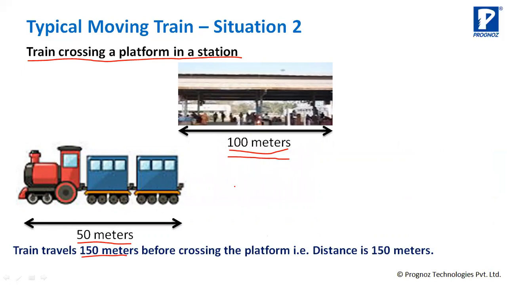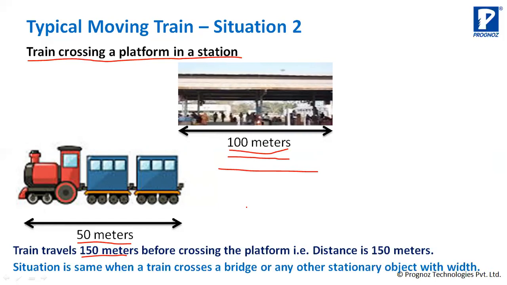That is, the distance here is the length of the platform, which is 100 meters, and the length of the train, which is 50 meters. You add both in this situation when a train is crossing a platform. The situation is the same when a train crosses a bridge or any other stationary object with a width. It can be a tunnel, a train crossing a tunnel. The situation will be the same.